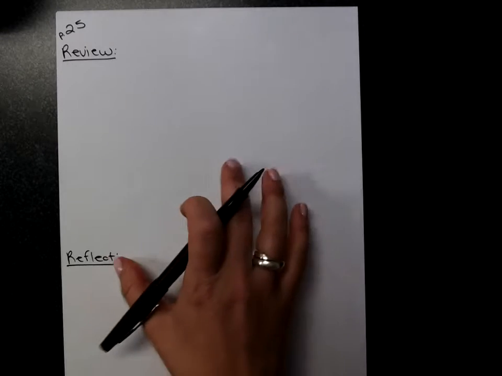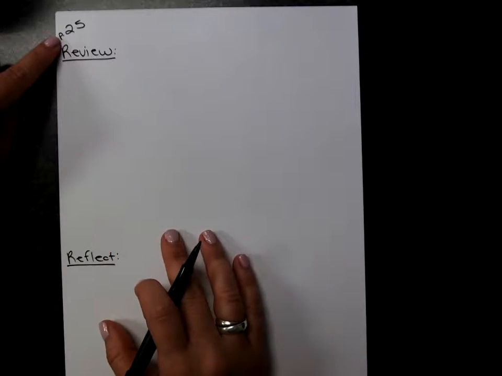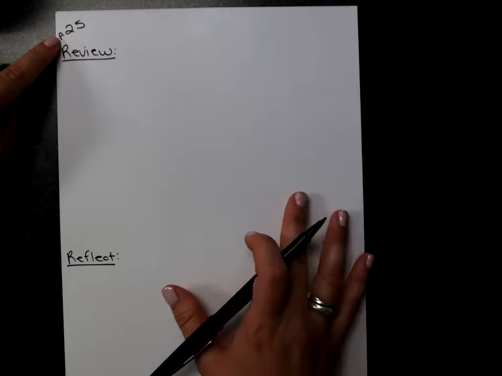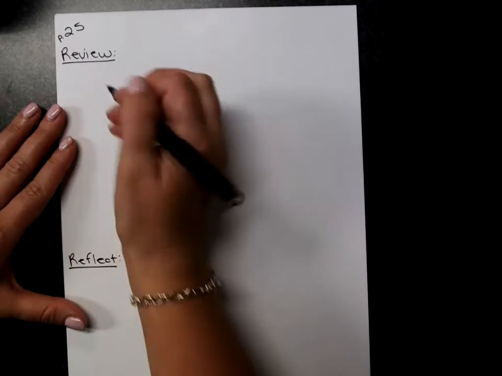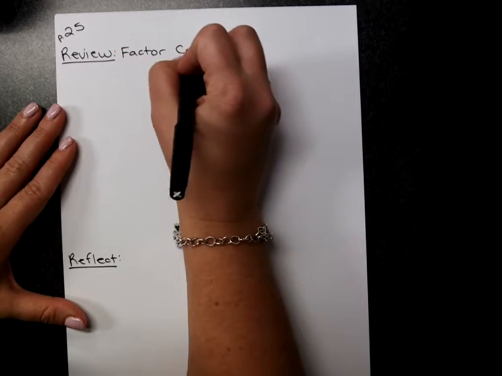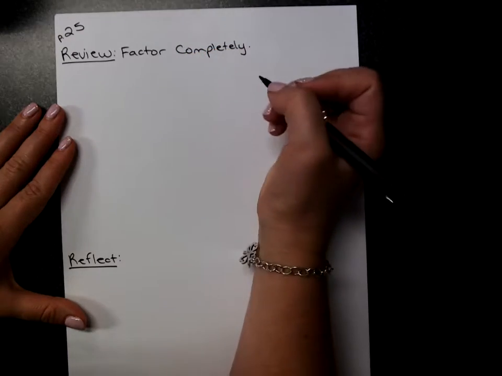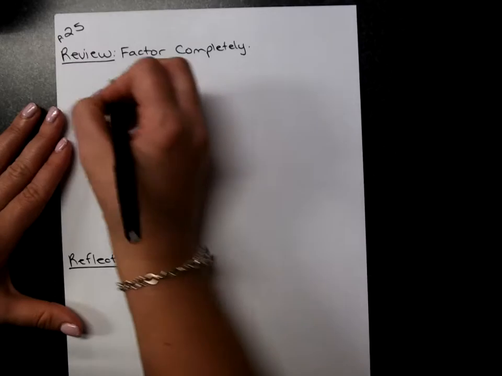Alright, so turn to a clean set of pages in your notebook. The left will be a review and a reflect. That'll be page 25. And then the right will start the new section. So your review, say factor completely. That might mean take out a GCF. That might mean factor by grouping.